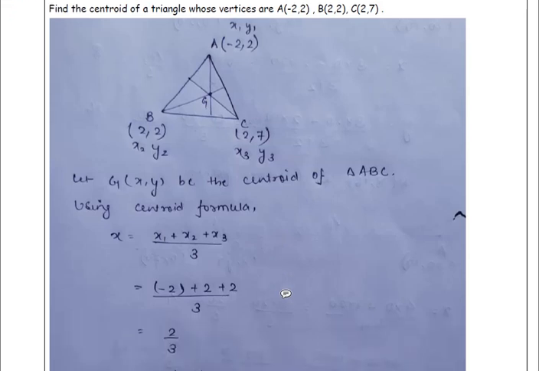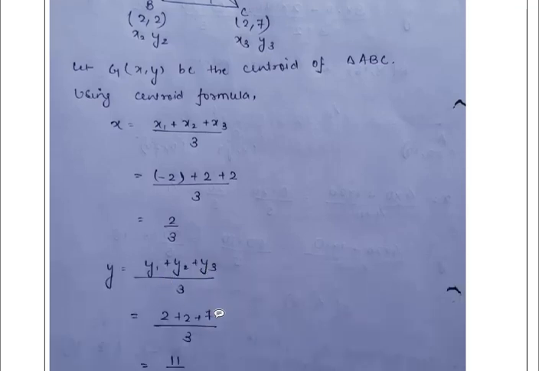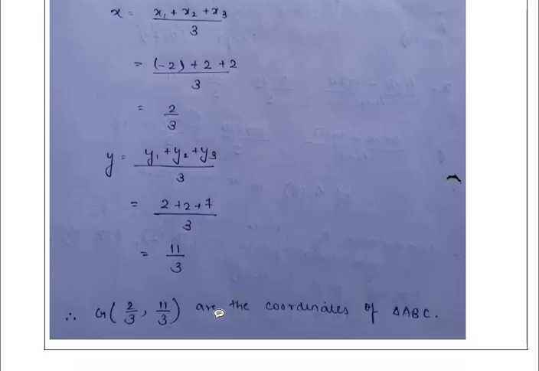Directly I am going to put in the formula using the centroid formula. X is x1 plus x2 plus x3 by 3. So I add up all the values: minus 2, 2 and 2, divided by 3. I get the first value as 2 by 3. Then I move ahead to find y. I add up all the values, which is 2 plus 2 plus 7, divided by 3, which gives me 11 by 3. So the centroid of this triangle is (2/3, 11/3). This is the coordinate of the centroid of the triangle ABC.